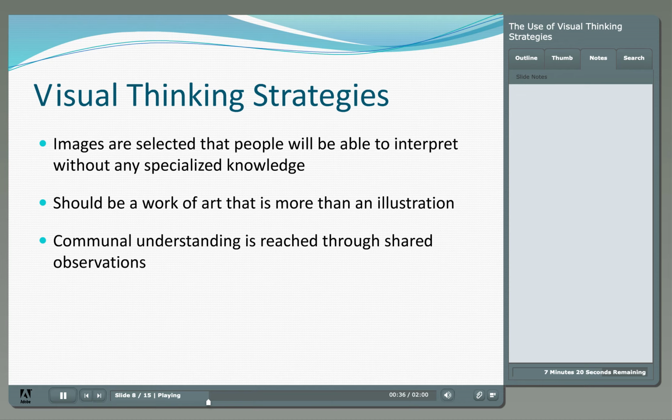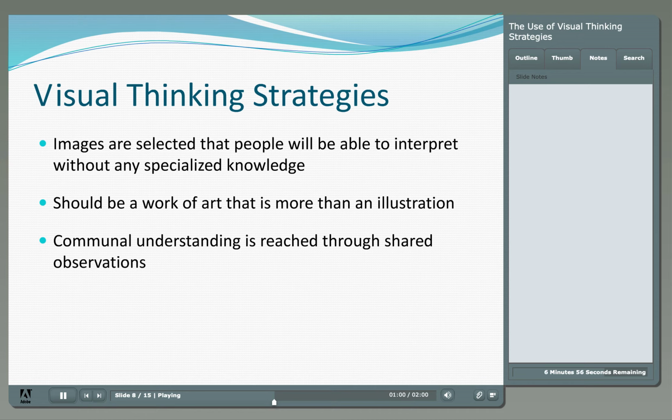The work of art should be a work of art that has more than just an illustration. We tend to pick works of art, or the facilitator tends to pick works of art, that maybe are a little more abstract. Students think we're going to go look at pictures of mothers and babies because this is an obstetrics class, but that's not the case at all. And actually, the more abstract, the more open to meaning and interpretation it is for the students.